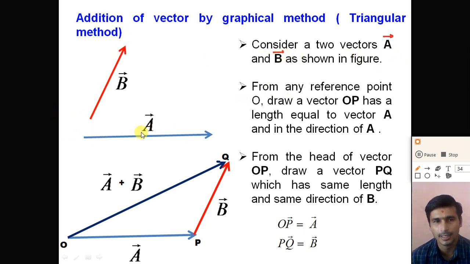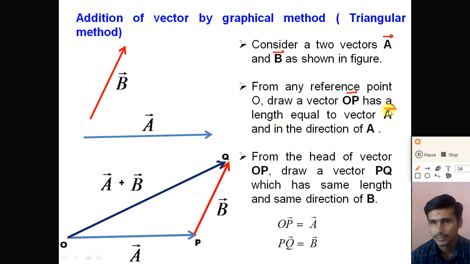So vector A and vector B, and we want to add these two vectors by a graphical method. How can we add these two vectors by a graphical method? From any reference point O, let us consider this reference point O, draw a vector OP which has the same length as the vector A.